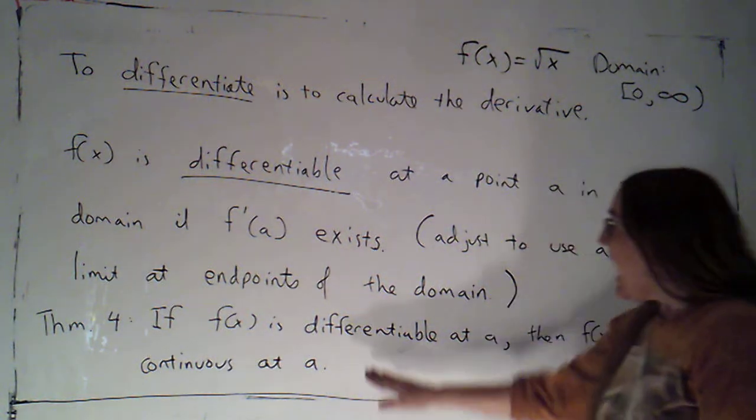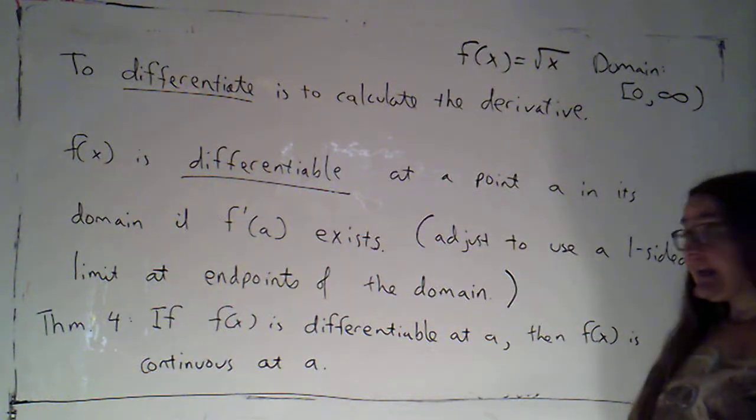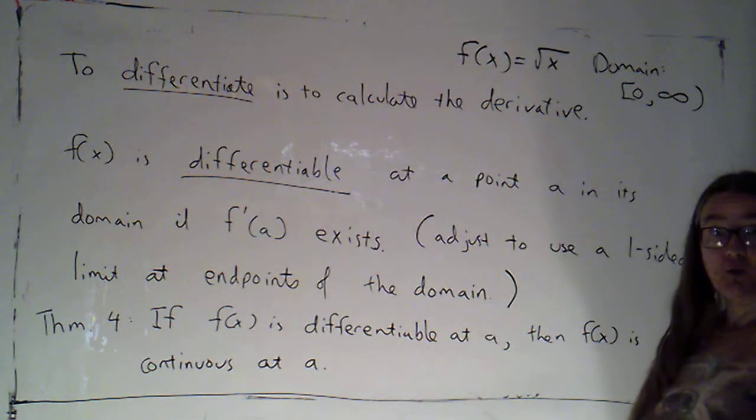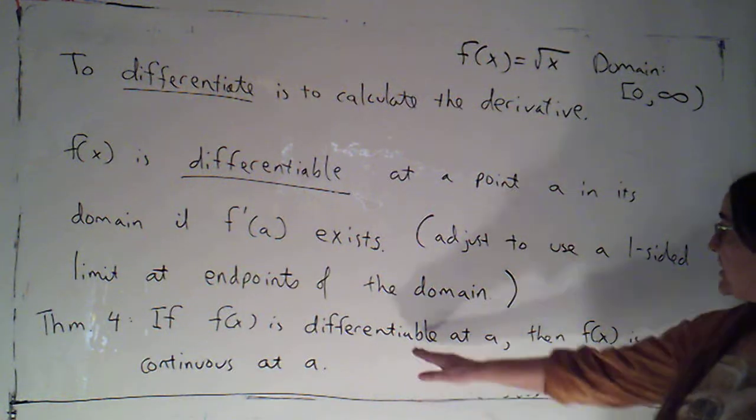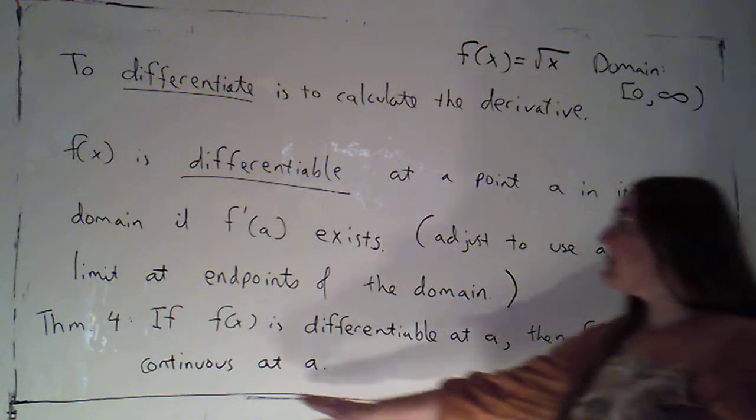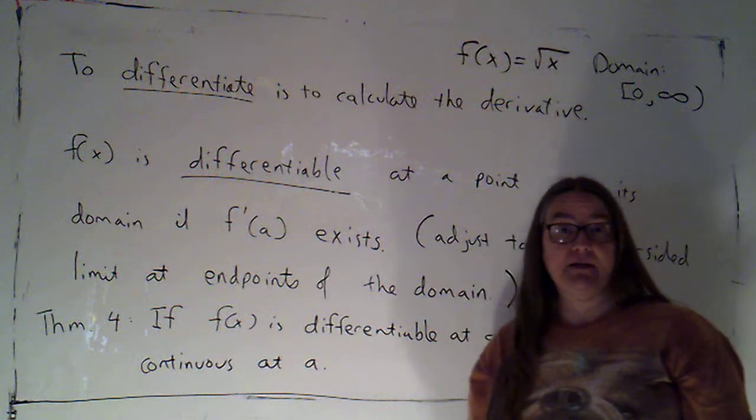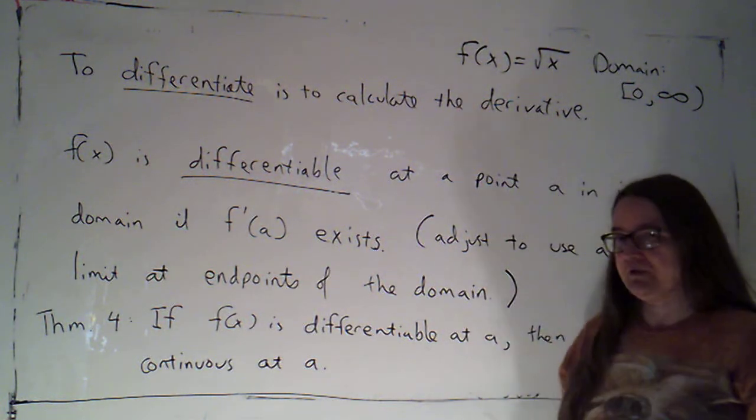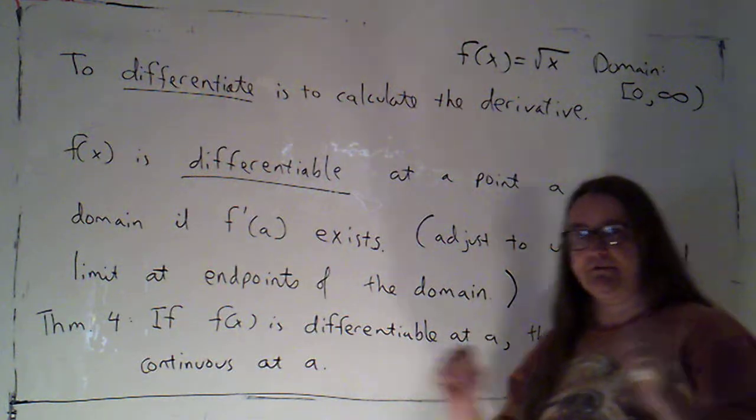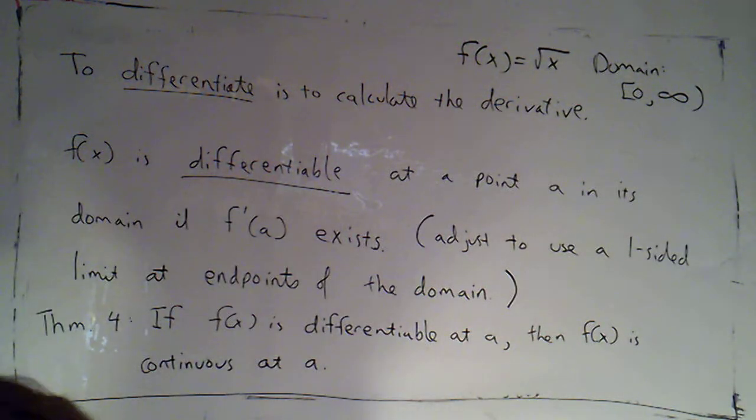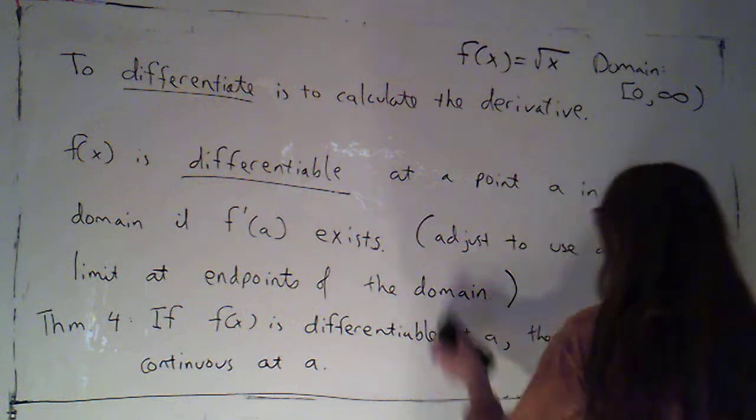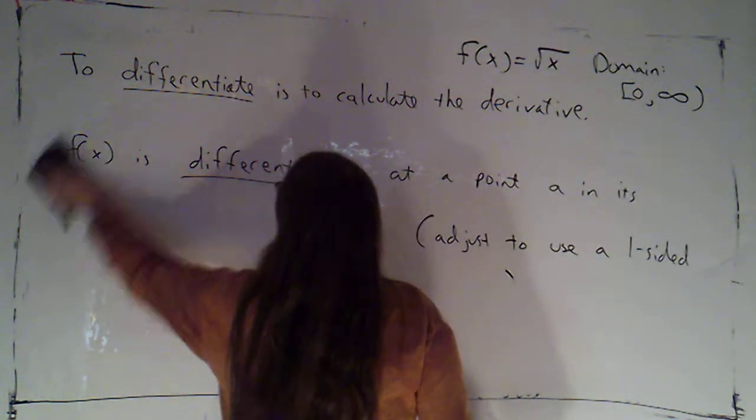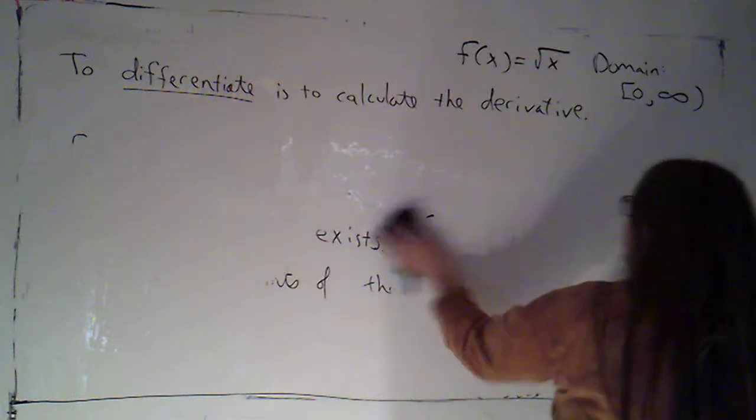And then theorem 4 actually gives us a connection between a function being differentiable and it being continuous. It says that if the function is differentiable at a point, then it's continuous at that point. Now, a lot of times students get this confused and they think, oh, if it's continuous, it's differentiable, or the two always have to go together, and that's not the case. Being differentiable is a stronger condition than being continuous.